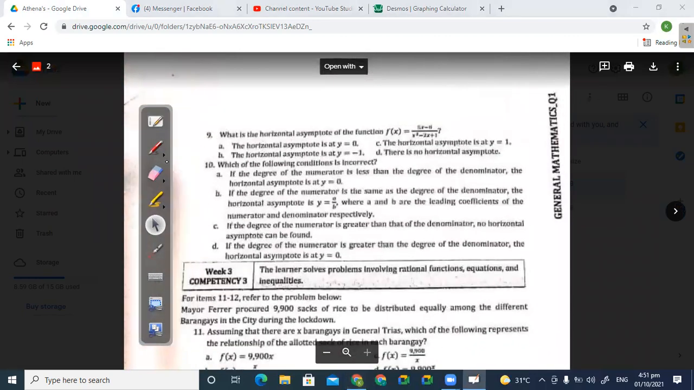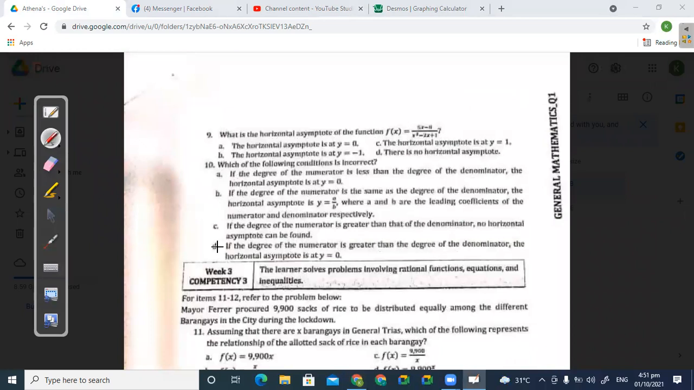Okay. Ibig sabihin, since true ang A, B, and C, D lang yung mali. Yung mali, si D: if the degree of the numerator is greater than the degree of the denominator, the horizontal asymptote is at y equals 0. Kasi ang y equals 0 ay kapag degree ng numerator is less than. So dito is the opposite. That's greater than. So this one is false. This is true. Ibig sabihin, yung false dyan ay D. And that's it.